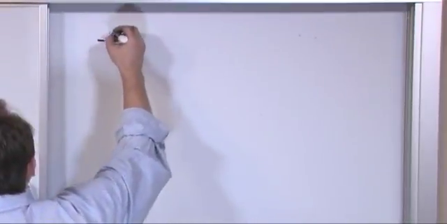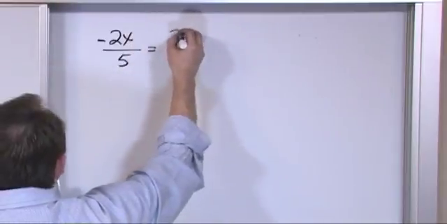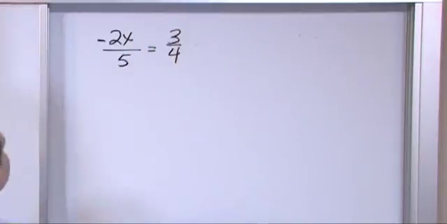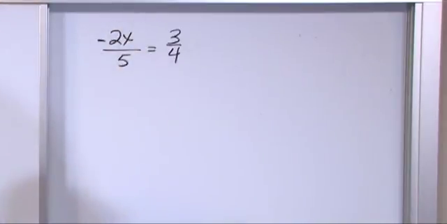What if you have negative 2x over 5 is equal to 3/4? Now, we want to get x by itself. We want to get x by itself. But we have a problem because it's got a negative 2 in the top, it's got a 5 in the bottom.